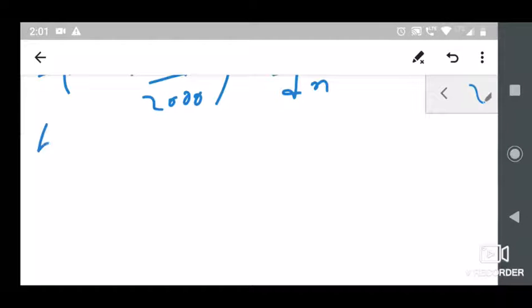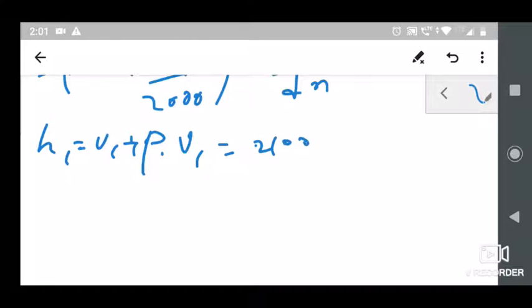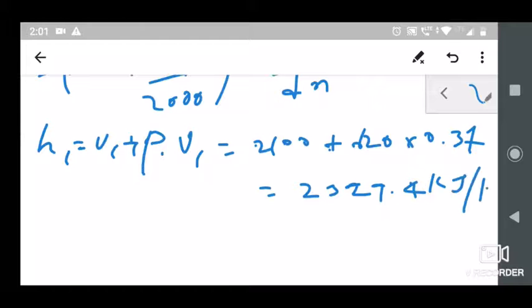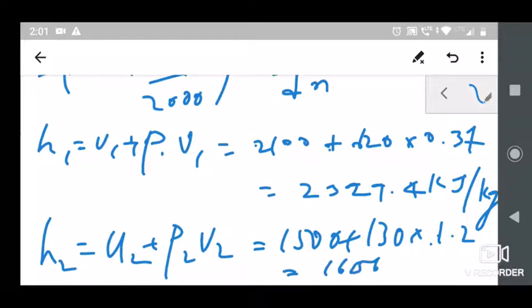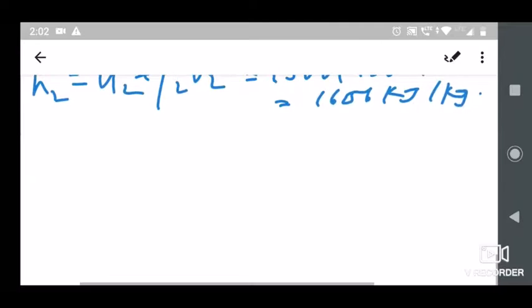As we know, h1 is equal to u1 plus p1 v1. So here it is equal to 2100 plus 620 into 0.37. That gives the value of 2329.4 kilojoules per kg. Similarly, h2 is equal to u2 plus p2 v2. It is equal to 1500 plus 130 into 1.2. So we got the value as 1656 kilojoules per kg. Now let's calculate the work.